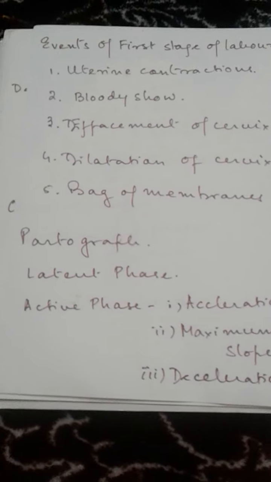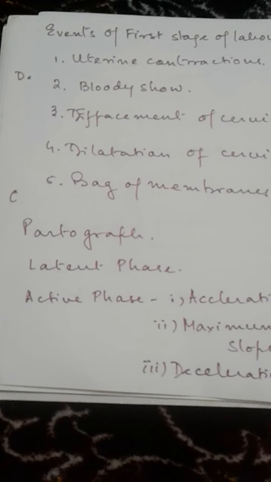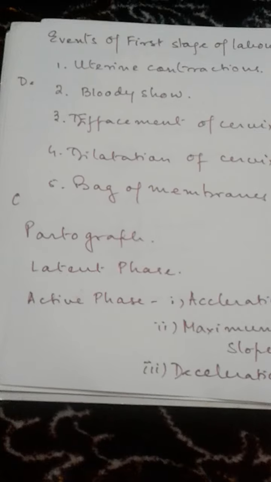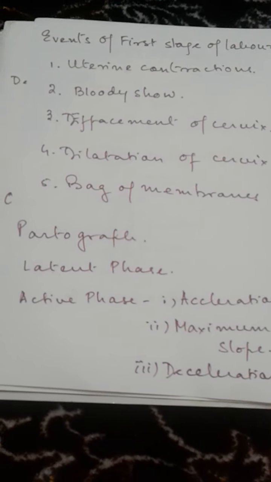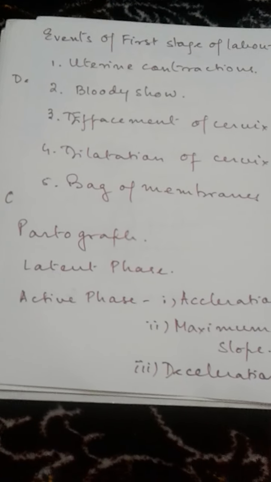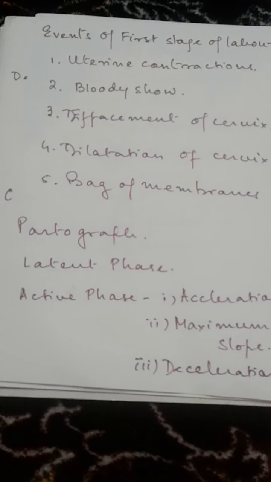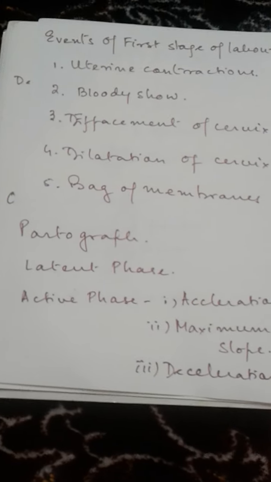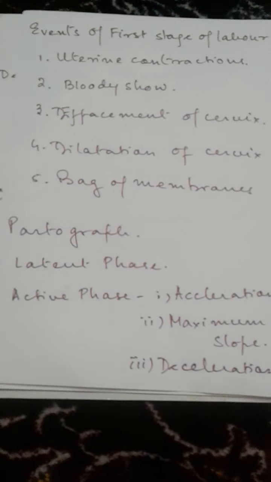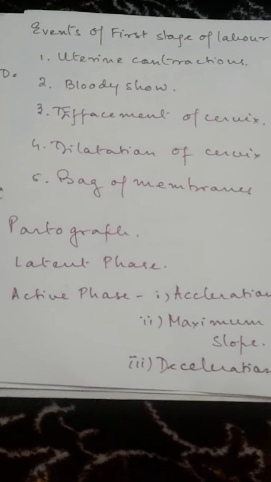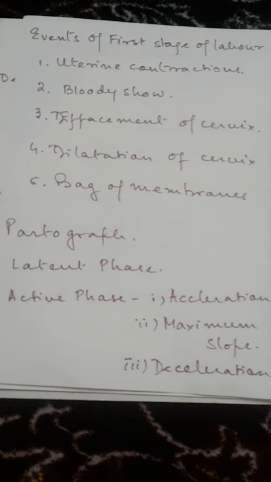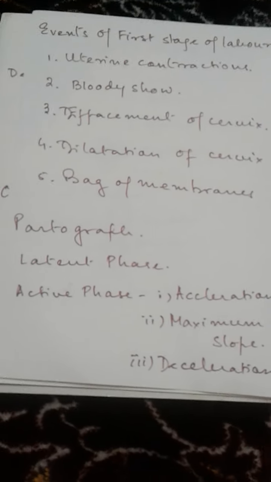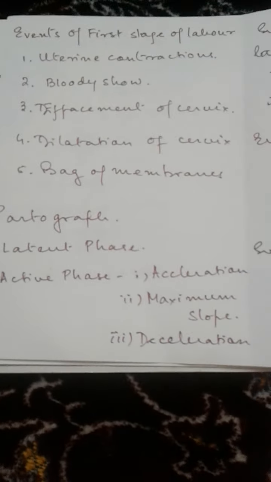The partograph is also known as a cervicograph. It was first devised by Friedman in 1978, who represented it as a graphical representation of the events of labor, plotting cervical dilatation in centimeters against the duration of labor in hours, and it was found to be a sigmoid curve. The first stage of labor is divided into the latent phase and the active phase.